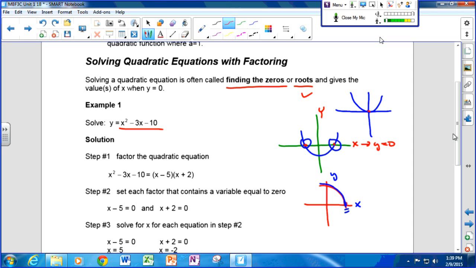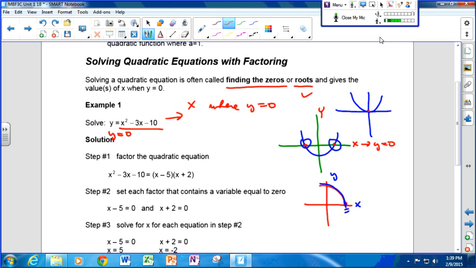So if we have this equation, y equals x squared minus 3x minus 10, then when y is equal to 0, that's where the parabola has crossed the x-axis. It's going to do it in 2 places. So it's up to us to find all of the x values where y is equal to 0.